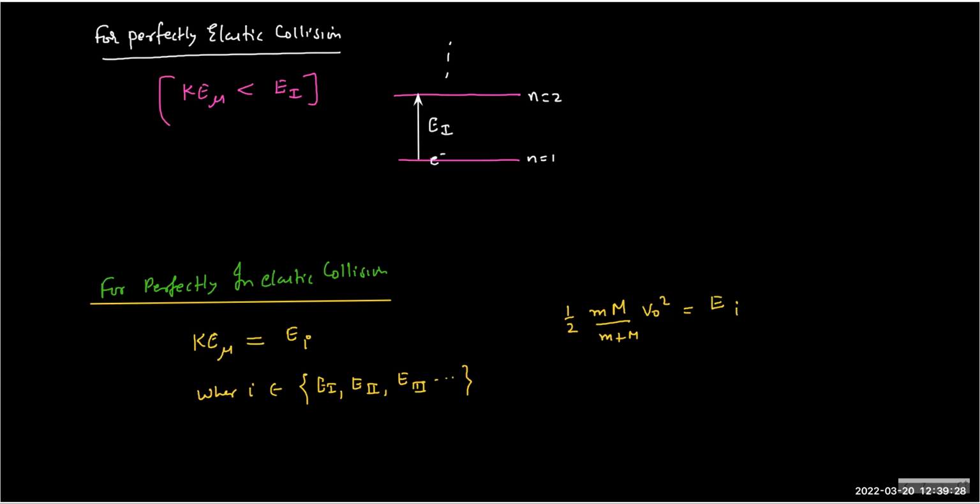The way to understand here is the kinetic energy of the projectile is half m v naught squared. Just write K. That's all, we can write it like this. So we have equation one, we have equation two. From one and two, you can say something about the kinetic energy of the projectile.